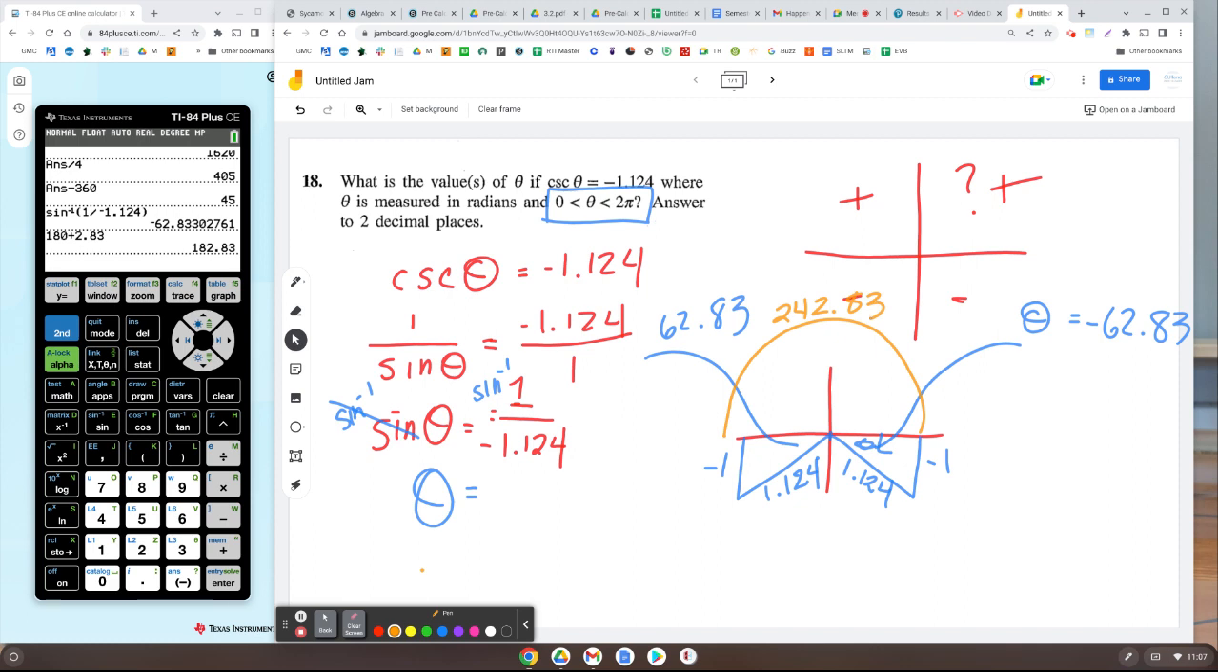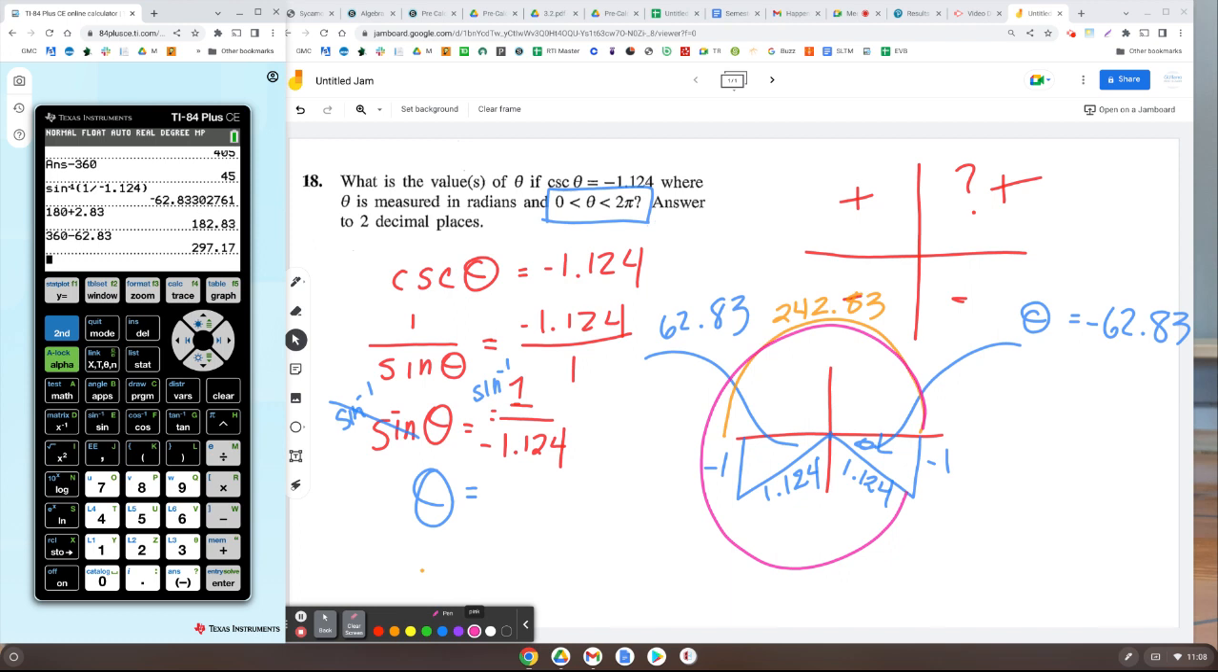Now, to find this one, Aubrey, the easiest way I can tell you is just subtract it from 360, right? And that'll give me the positive version. So 360 minus 62.83, and you get 297.17.